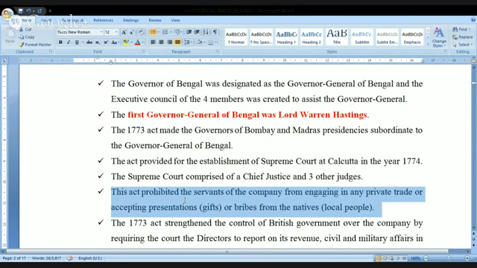They never wanted any employee of the East India Company to accept any gift from the people. Don't take any bribe from the so-called local people. Local in the sense, these are the native people, the people of India. So that was the restriction that was put. Now look at this. I'm moving further down.